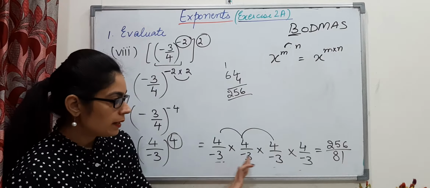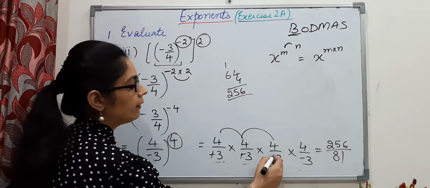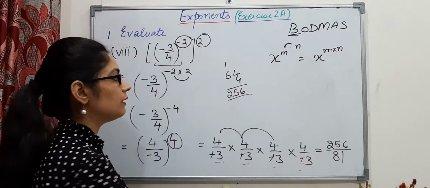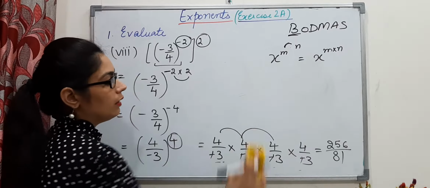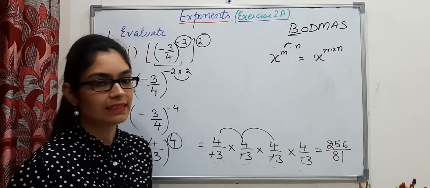Now what about this minus sign? See, two minus signs will get cancelled with each other, and two minus signs will get cancelled with each other, and our answer will be positive. So here our answer will be 256 by 81, positive.